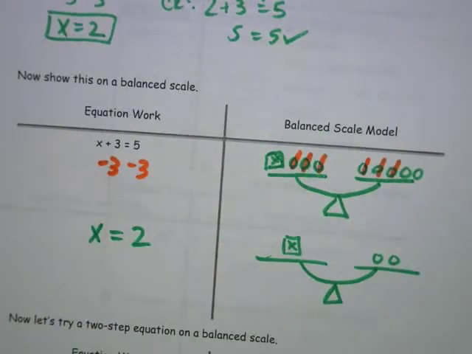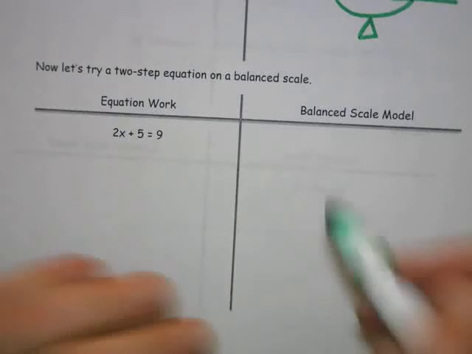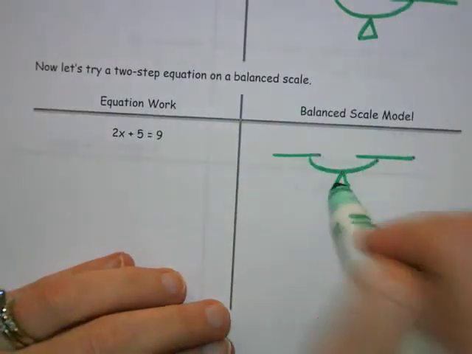So now we're into two-step world. How do I know that this is a two-step? There's 2 numbers. There's 2 things happening to x, right? What's one of the things happening to x? It's being multiplied by 2 and added by 5. So we're going to draw out our scale now. You have to fit 3 scales in this little spot now. So make them skinny. So 2 x's this time, and 5 circles on the left, and then 9 circles on the right.